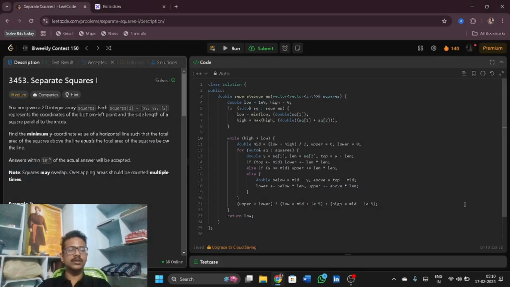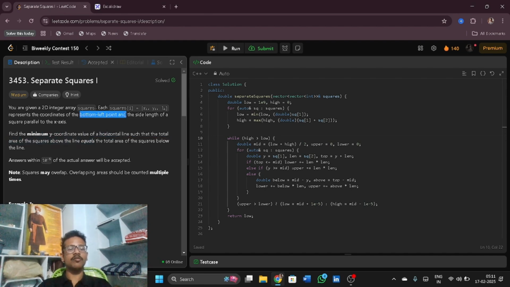So, hello everyone. Let's now discuss this question, Separate Squares 1. We are given a 2D integer array squares. Each squares[i] has xi, yi and length li. We need the minimum y coordinate value of a horizontal line such that the total area of squares above the line equals the total area of the squares below the line.